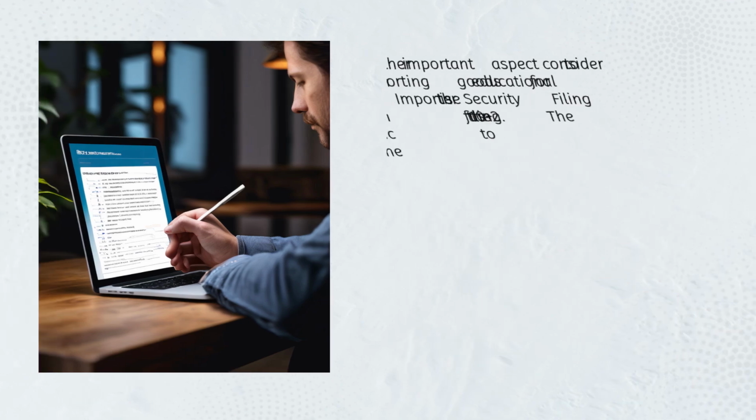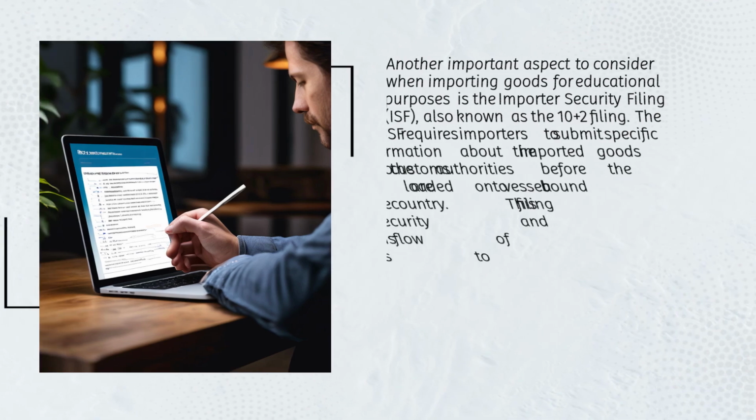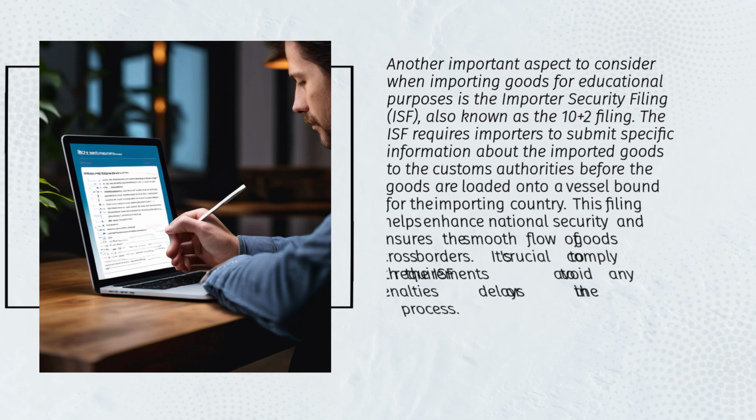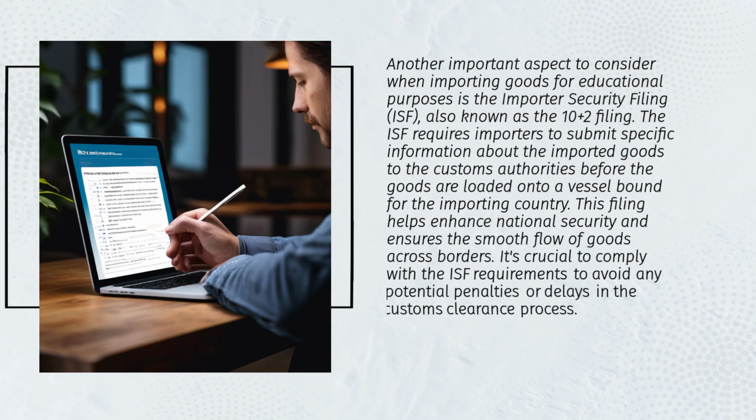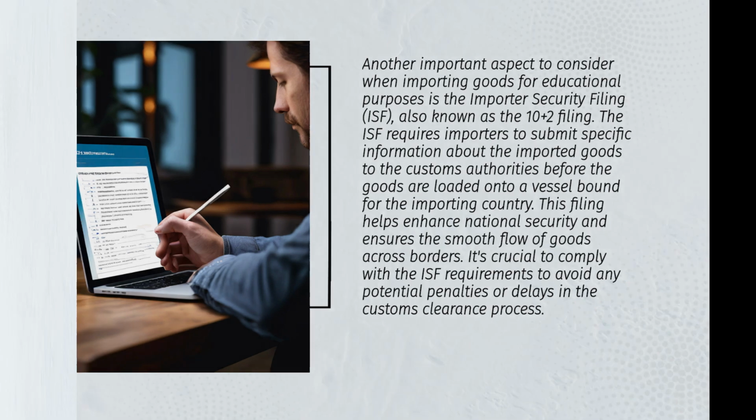Another important aspect to consider when importing goods for educational purposes is the Importer Security Filing, ISF, also known as the 10+2 filing. The ISF requires importers to submit specific information about the imported goods to the customs authorities before the goods are loaded onto a vessel bound for the importing country. This filing helps enhance national security and ensures the smooth flow of goods across borders. It's crucial to comply with the ISF requirements to avoid any potential penalties or delays in the customs clearance process.